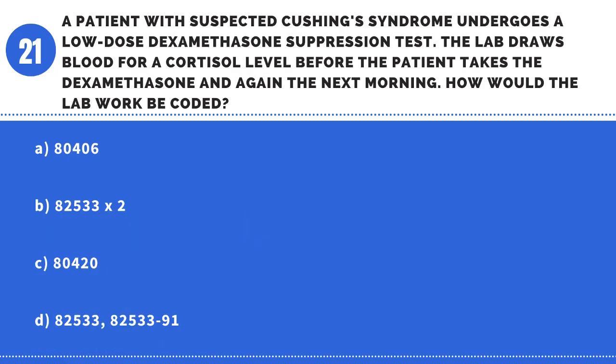Question 21. A patient with suspected Cushing's syndrome undergoes a low-dose dexamethasone suppression test. The lab draws blood for a cortisol level before the patient takes the dexamethasone and again the next morning. How would the lab work be coded? A.